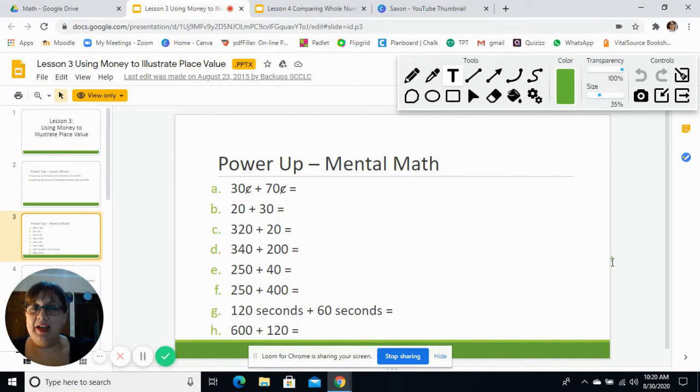All right, welcome back. Now we're going to move on to power up our mental math for today. So go ahead at the top of your paper, write Lesson 3, Power Up Mental Math. And then you can write the letters just like they're shown on the screen down the side of your paper. And go ahead and do the problems the best that you can. Remember, you want to include this in your submission today.